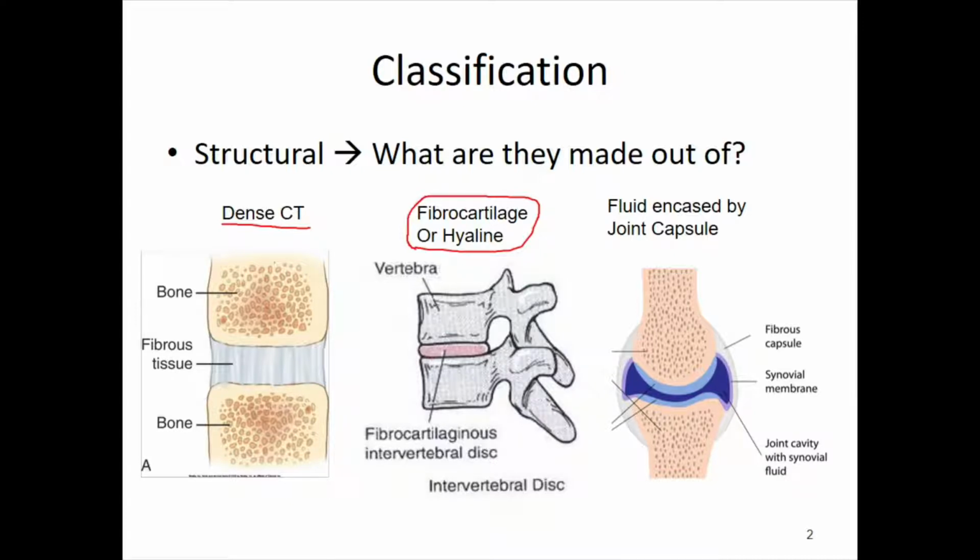So if we are going to classify and give these a name, the dense connective tissue, usually dense regular or dense irregular connective tissue, that has lots of collagen fibers, so we classify that as a fibrous joint. If it contains cartilage, we're going to classify it as cartilaginous. The fluid-filled ones are going to be our synovial joints.